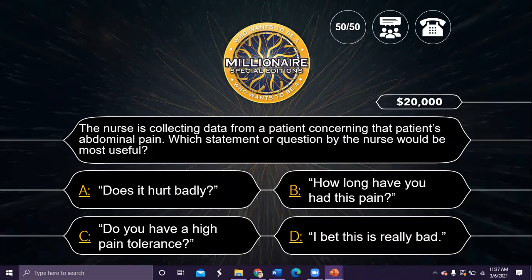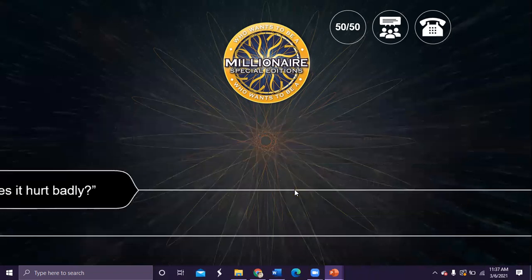The nurse is collecting data from a patient concerning the patient's abdominal pain. Which statement or question by the nurse would be most useful? A, does it hurt badly? B, how long have you had this pain? C, do you have a high pain tolerance? Or D, I bet this is really bad. B is correct. It's going to be the T aspect of your OPQRST assessment.